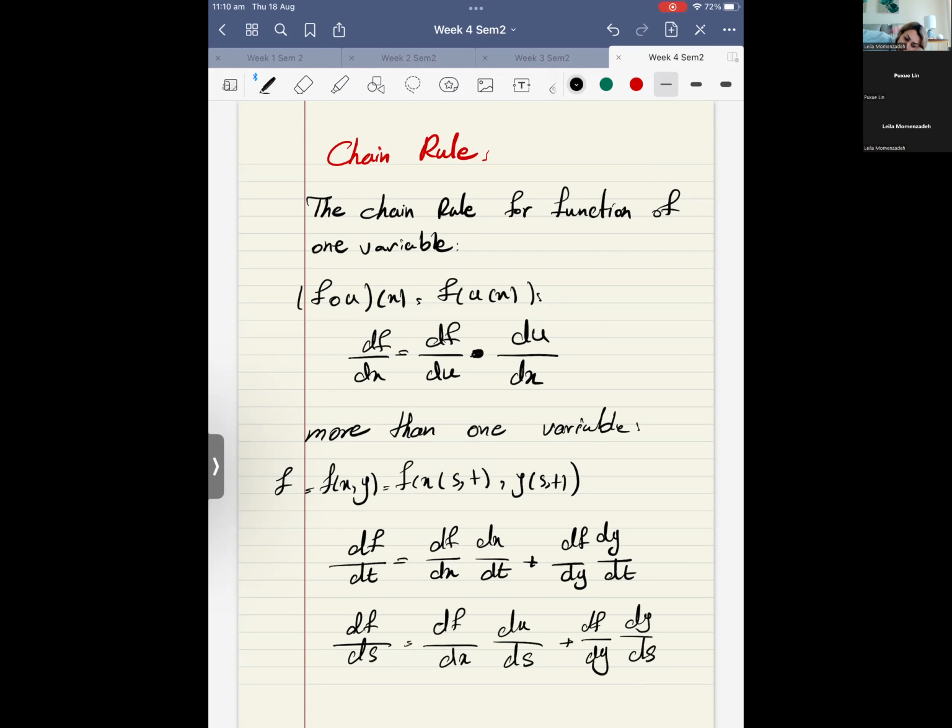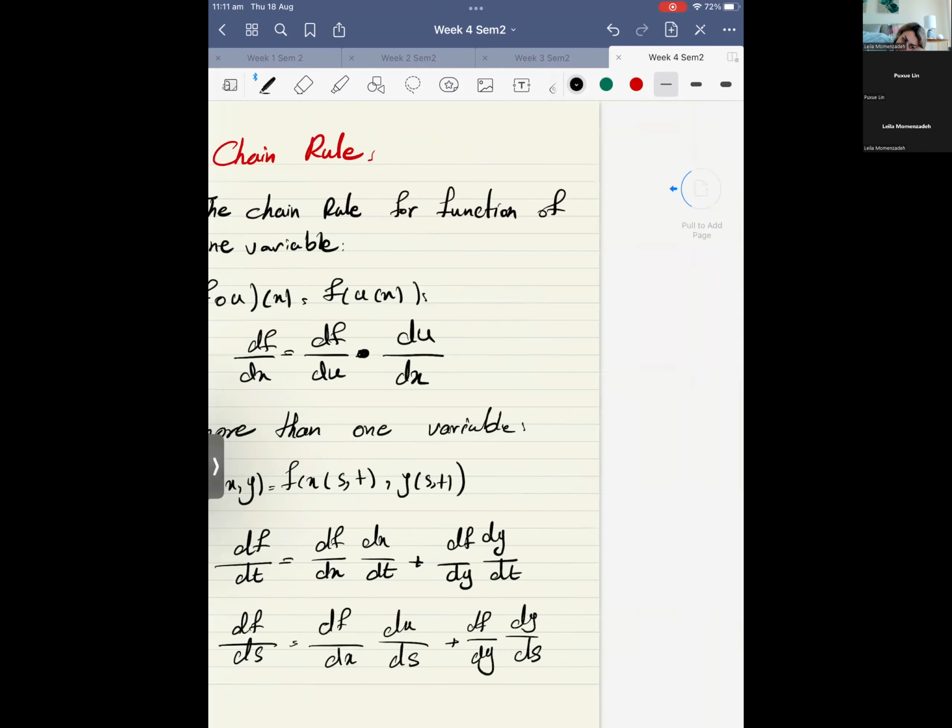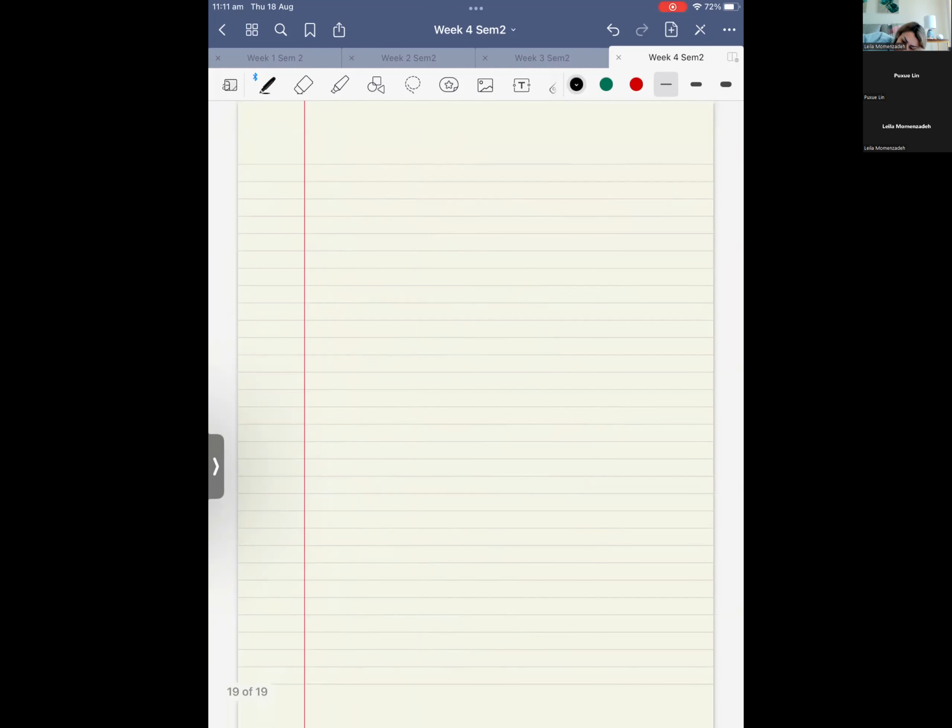Okay, let's see how this one is exactly looking. Okay, function of two variables.